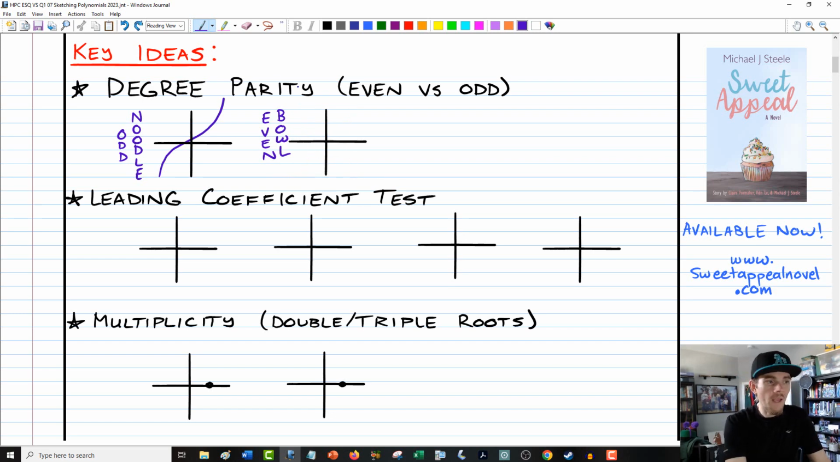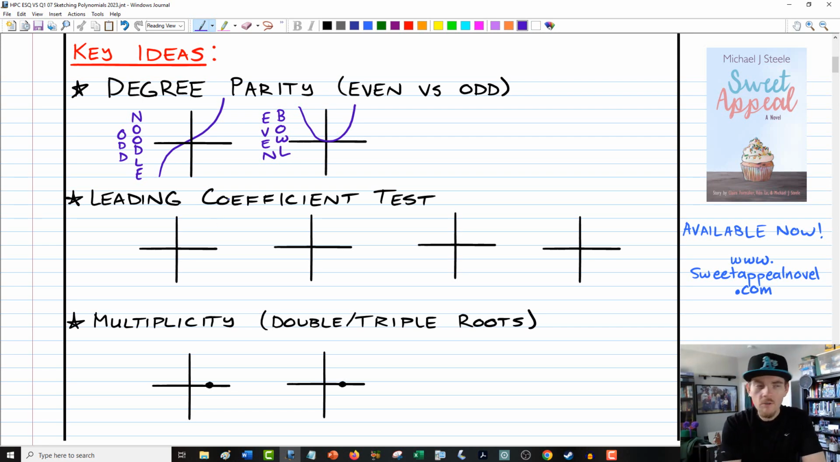So basically, degree parity, the parity of the degree, allows us to know where the end behavior is going to land. Is it going to be opposites? Is it going to be high or same? And that will sort of distinguish our shape. Everything else is just connecting the dots through our intercepts.